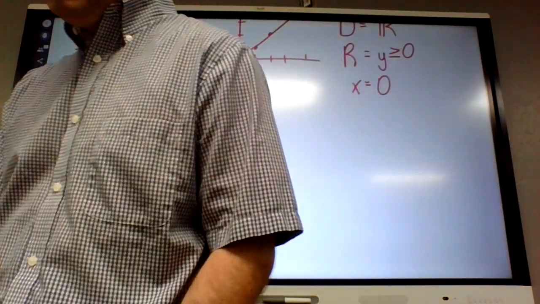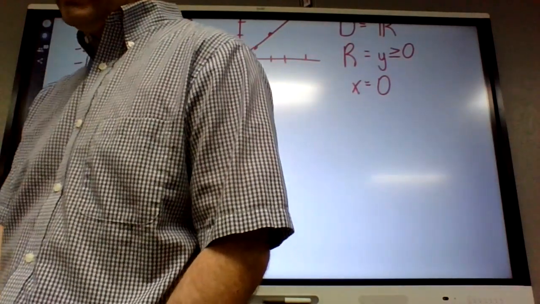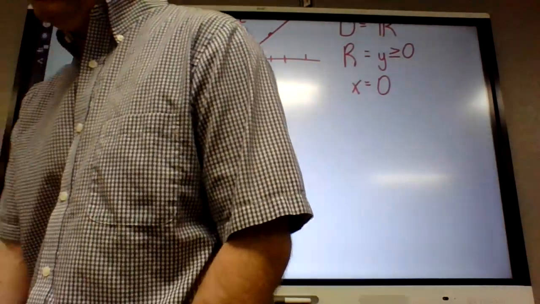All right, B, what is that minus 2 going to do to the graph? Move it right 2.